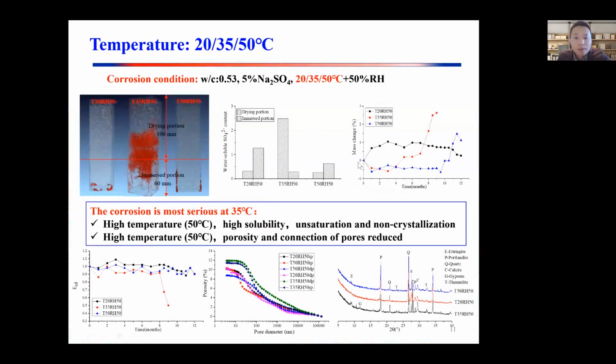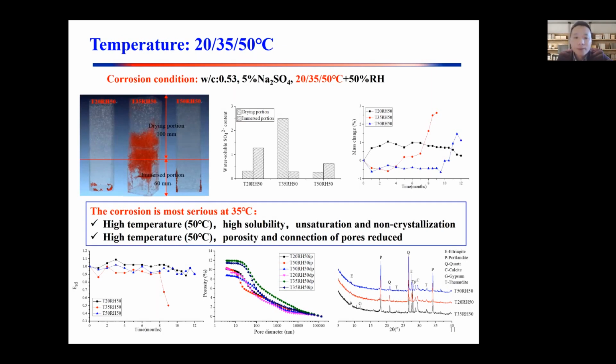The third part is the results and discussion. First, we studied the effect of temperature on the corrosion of cement-based materials. The results show that the corrosion is the most serious under 35 centigrade. It's because higher temperature causes higher chemical reaction and higher ion diffusion. But when temperature increases from 35 to 50, the solubility of sodium sulfate has improved, so the salt can't saturate and crystallize.